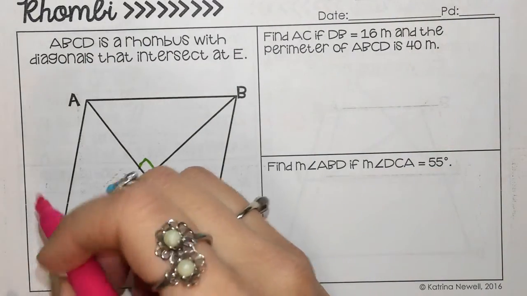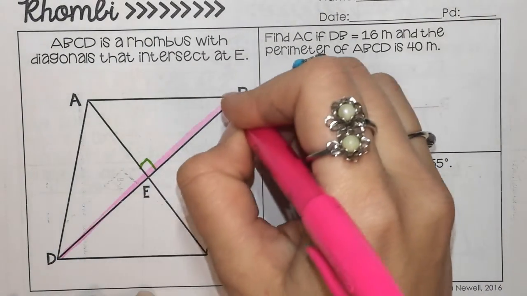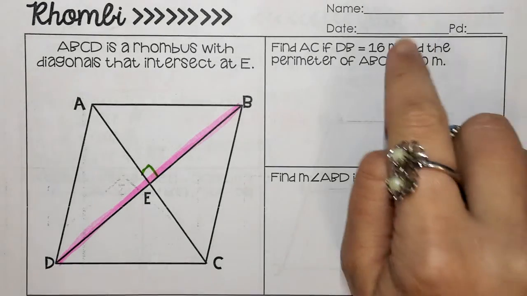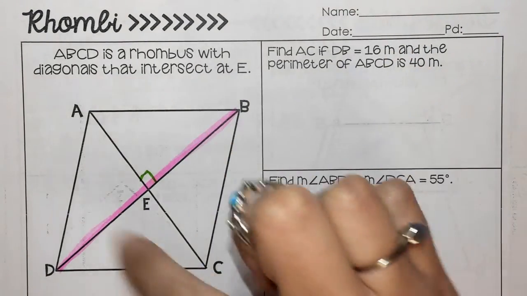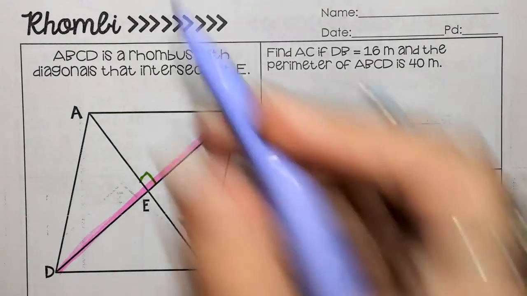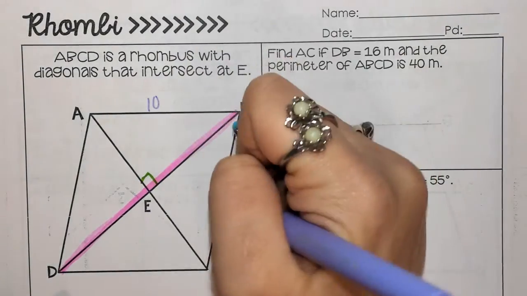Alright, so this says that DB is 16 and the perimeter is 40. What does it mean about perimeter? The outside, when you add up all the sides, correct? And we know that all the sides are congruent. So how many sides do we have? What's 40 divided by 4? Alright, let's write 10 on all of our sides.